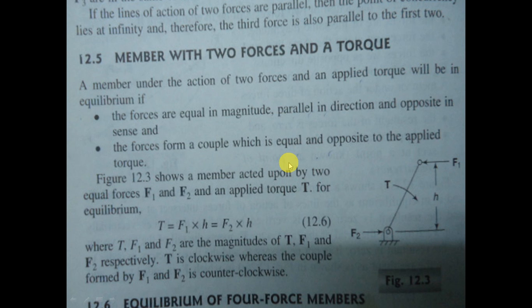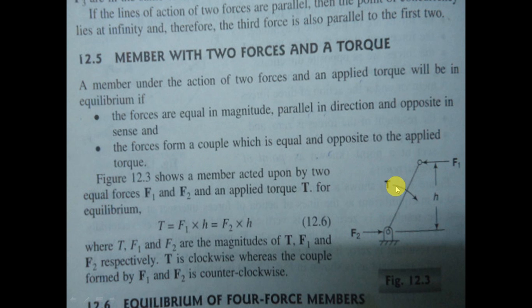Okay, now we will see a member with 2 forces and a torque. So what are the static equilibrium conditions? The forces are equal in magnitude, parallel in direction. See, this F1 and F2 are acting on this link, and there is also a torque that is moving this link. See, this torque T causes a turning moment. So what are the conditions? When this particular link will be in static equilibrium, the forces are equal in magnitude, parallel in direction, opposite in sense, that is, opposite in direction. The other one is the forces form a couple which is equal and opposite to the applied torque.